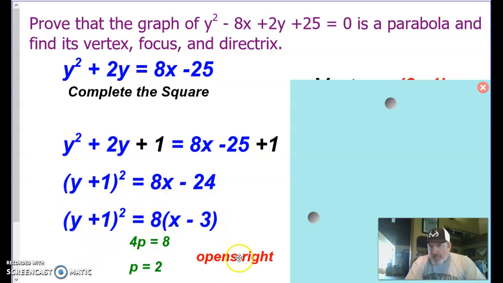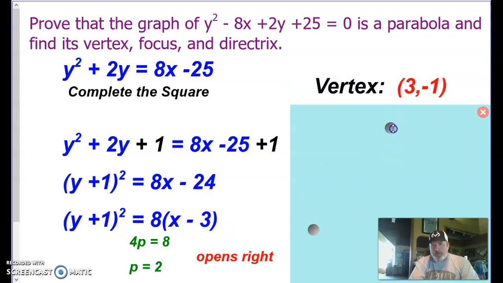Because 4p is positive, I know that this one opens right. And we know 4p is equal to 8. Therefore, p is equal to 2. And now I can get all of the items that I need. First off, the vertex. The vertex is going to be at (3, -1).